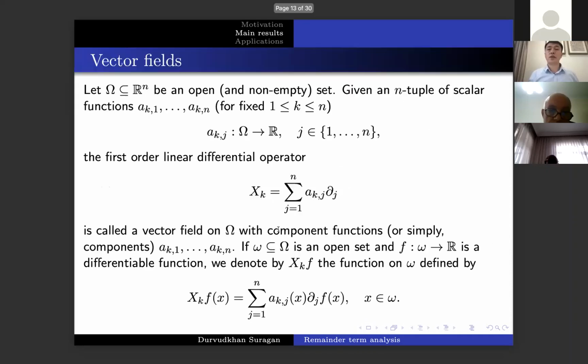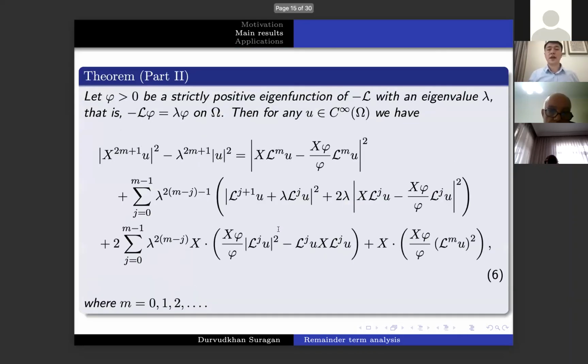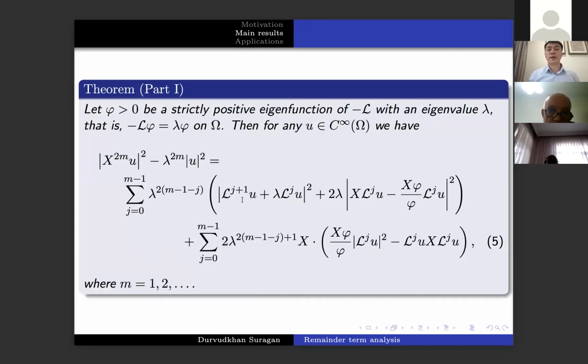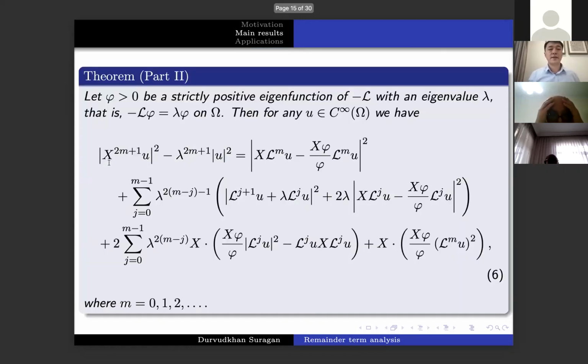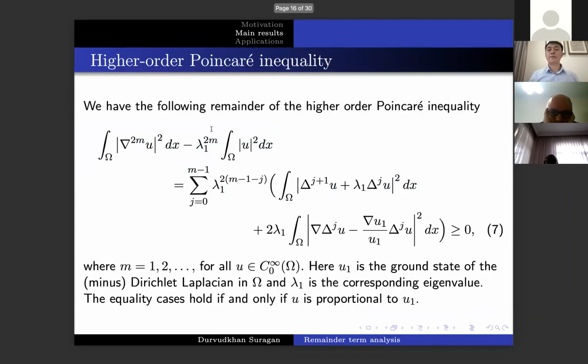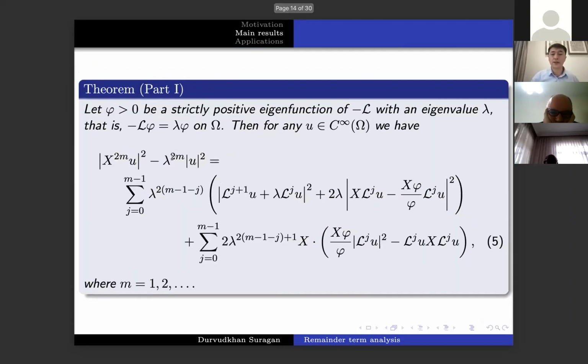So let's focus on that particular case, and we can of course replace the Laplacian, instead of the capital X, with the usual gradient. In that case, we will have the classical case, and now we can take the integral over omega.